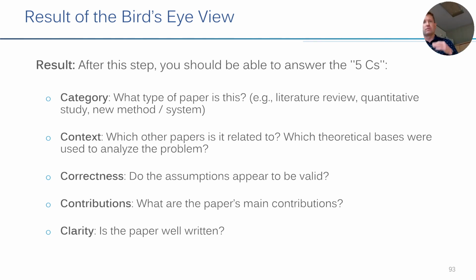Correctness, to whatever degree this is possible after this still cursory reading. Yeah? But as I said, there are some markers like sloppy figures, weird tables, and so on. You can already tell, maybe not the most highly quality paper. Yeah? And of course, contributions, which you should find in the conclusion section, and clarity.